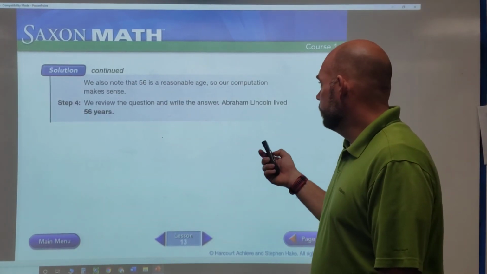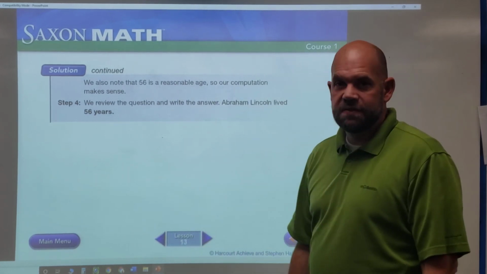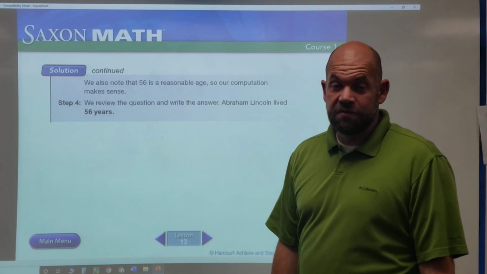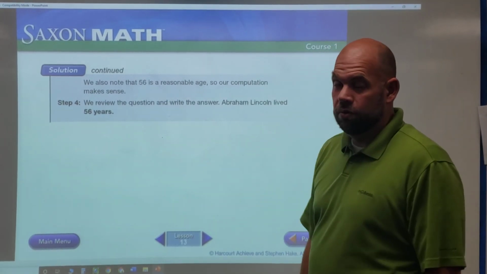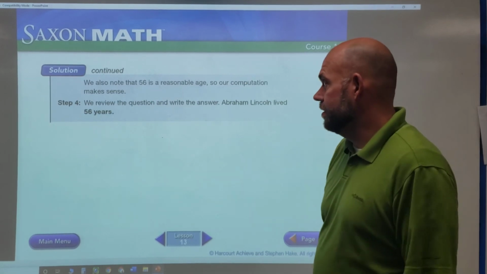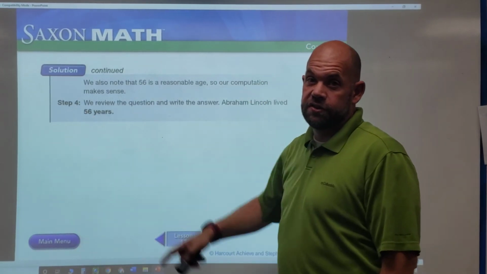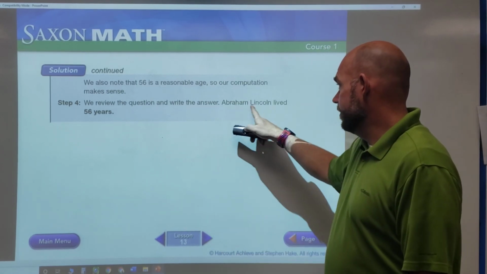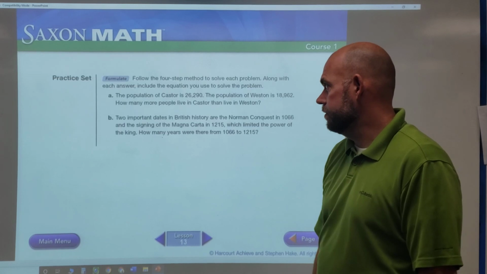All right. So when we review, we write the answer. Abraham Lincoln lived 56 years. Sometimes you're going to have to write a complete sentence to answer these problems. So make sure that you look at the prompt or the question to see what they're asking for, because sometimes 56 years is not going to be enough. We would want to say Abraham Lincoln lived 56 years. So we know what that 56 years means.